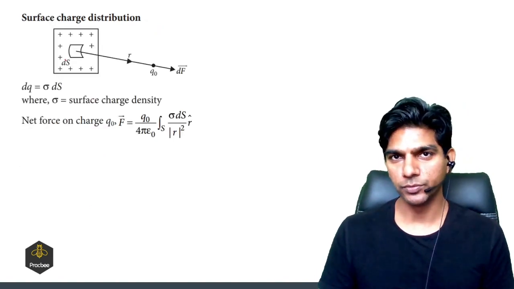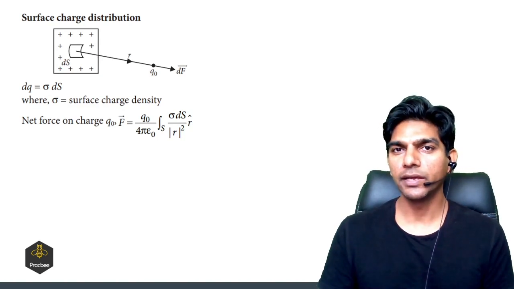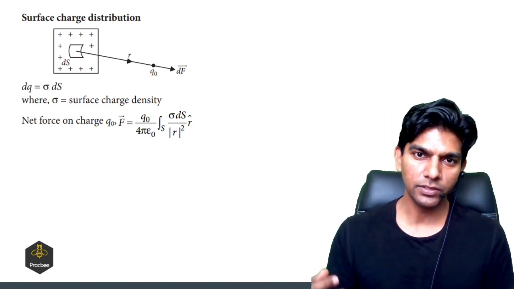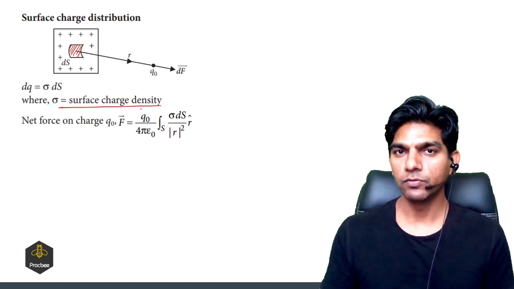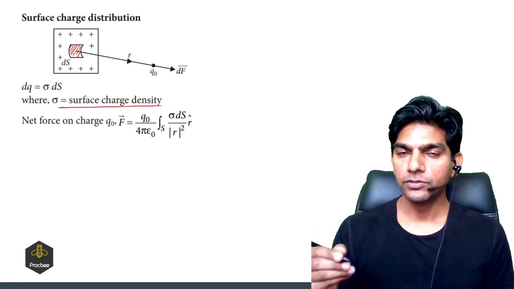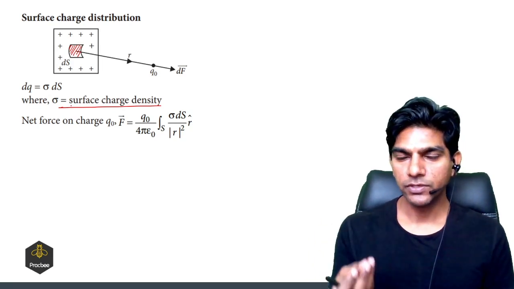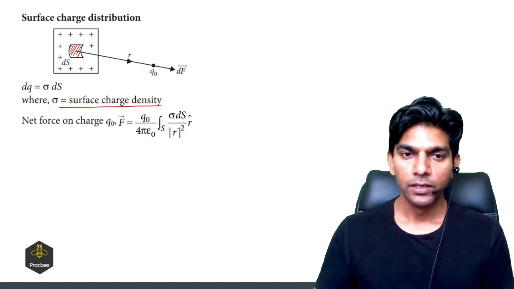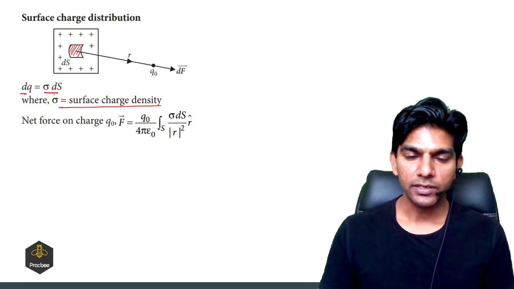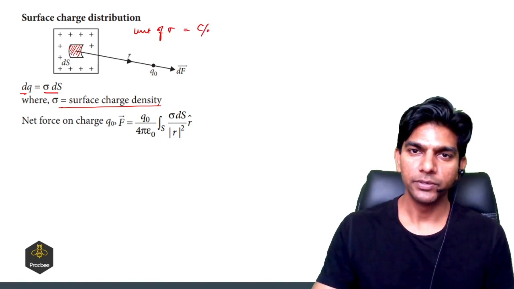Next is the surface charge distribution. Now in case of a sheet, let us say there is a very large sheet, and we want to find the force exerted by this sheet on a charged particle. So we'll take a small area, right? And we are given the surface charge density. Now what is surface charge density? Its unit is coulomb per meter square, right? So what is the use of surface charge density? You can multiply surface charge density with a small area and you will get the charge in that area. So dq will be sigma times dS. So the unit of sigma is coulomb per meter square.